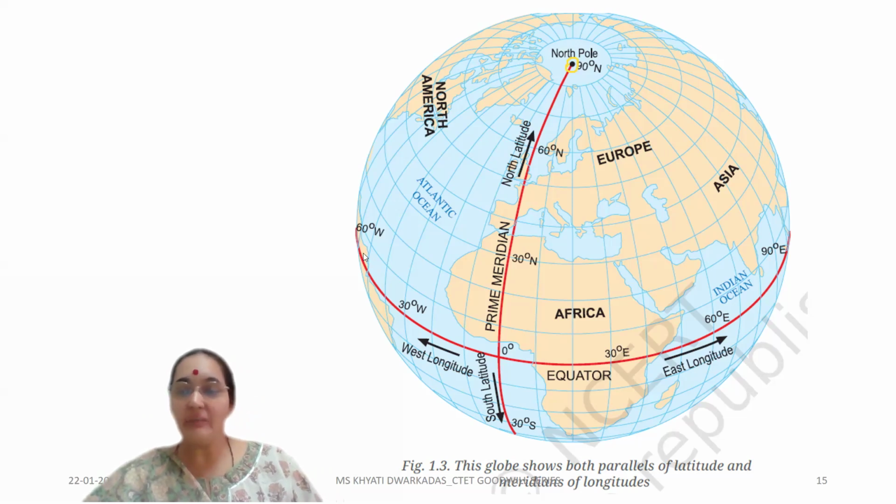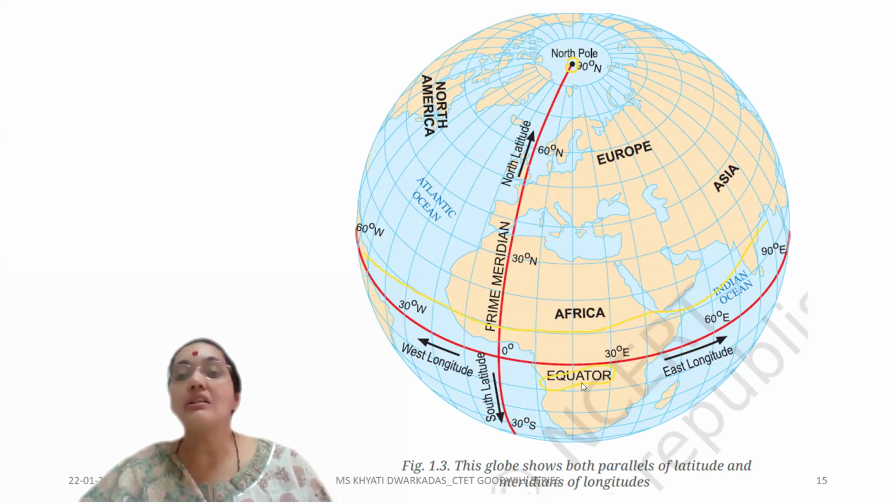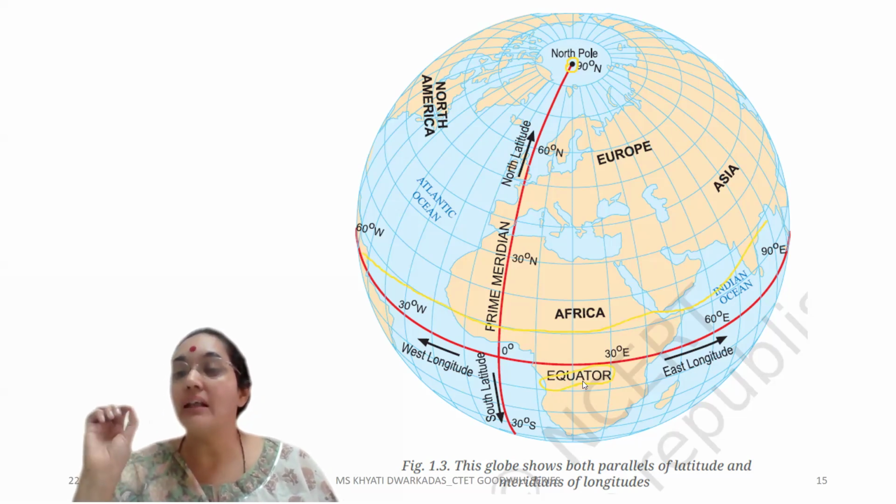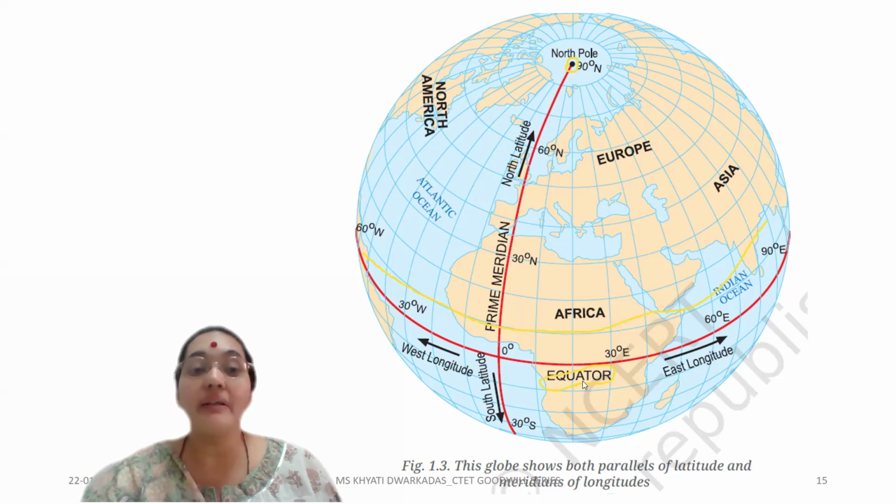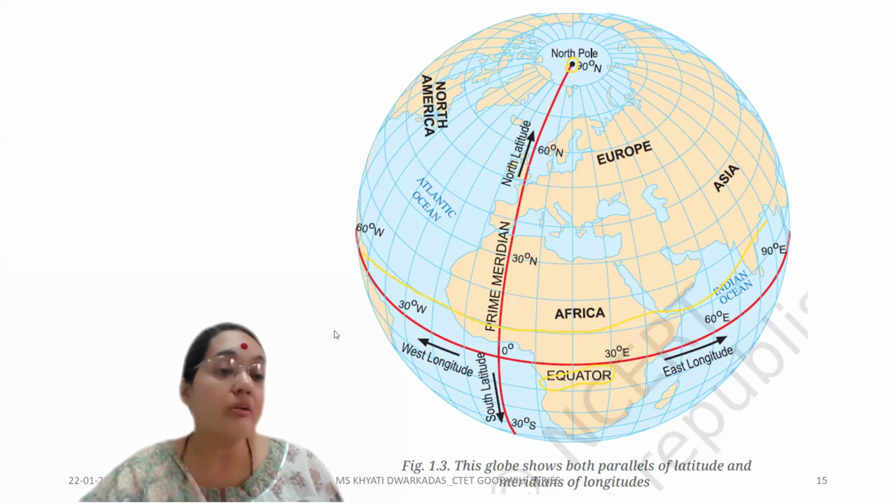This red line, which is currently crossing the globe, is your equator, this red line. This is called 0-degree latitude. Now, this brings us to a very important question. How do we know what is a latitude and what is a longitude?